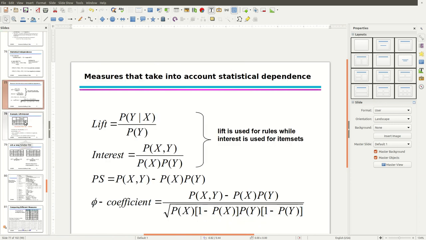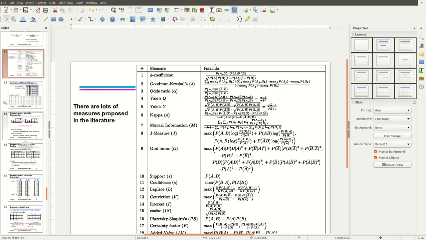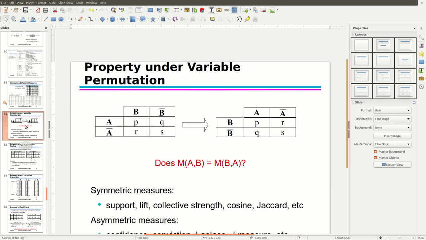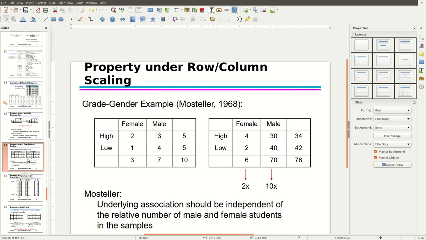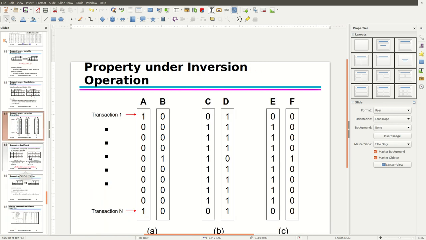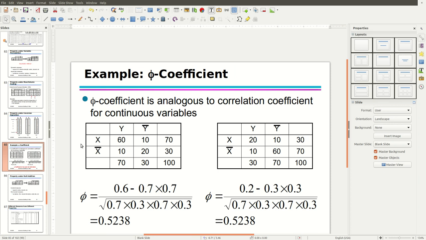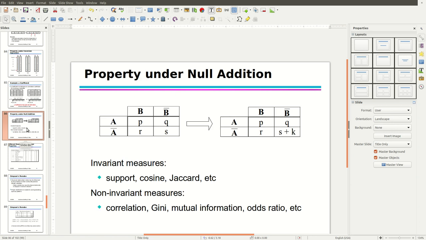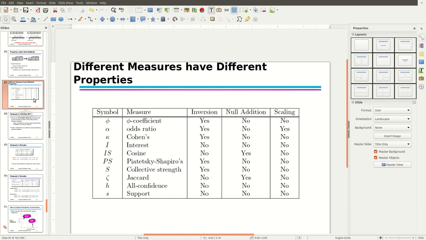And one more thing, I think I should probably just reiterate. We have different properties of these measures, like variable permutation property, scaling property, and property under inversion operation. Phi coefficient is an example where we show that it does not hold. We have null addition, adding irrelevant items to that list. So we have different properties and a summary of how these measures handle them.